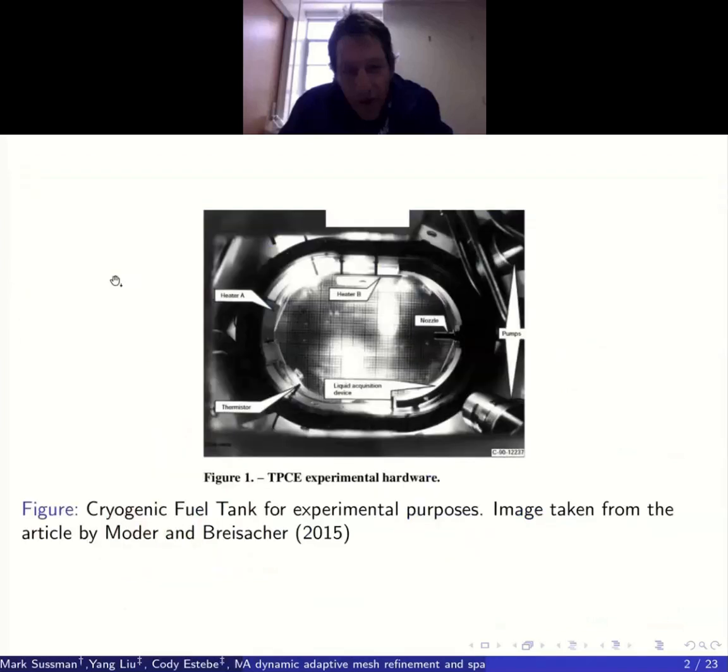So this is an image of an experiment for a cryogenic fuel tank. They have some heaters. They have an inlet at the nozzle, which has fluid flowing into the tank. And then there's also what is called a liquid acquisition device, which takes fluid out of the tank.